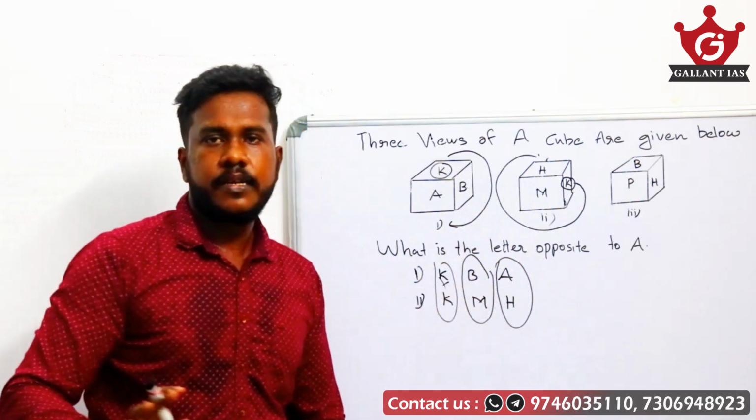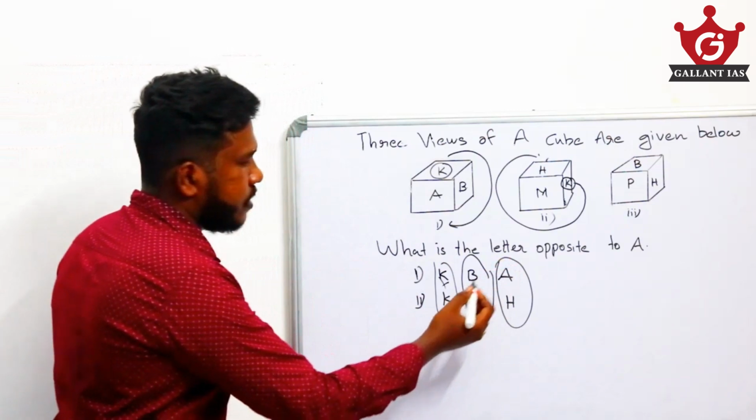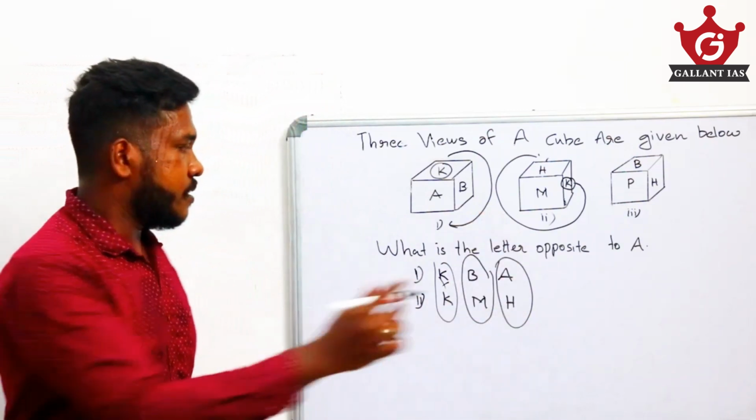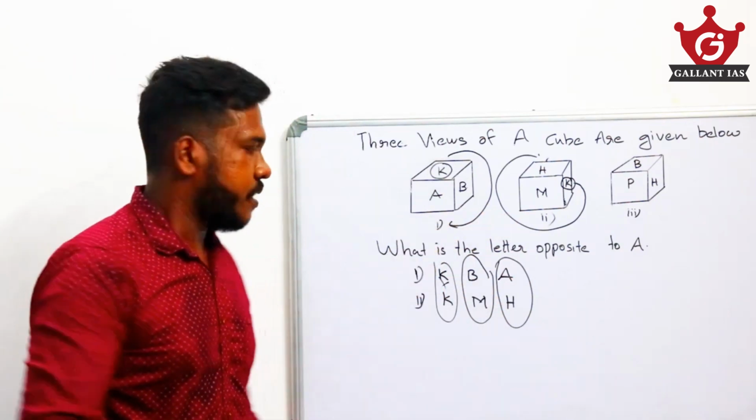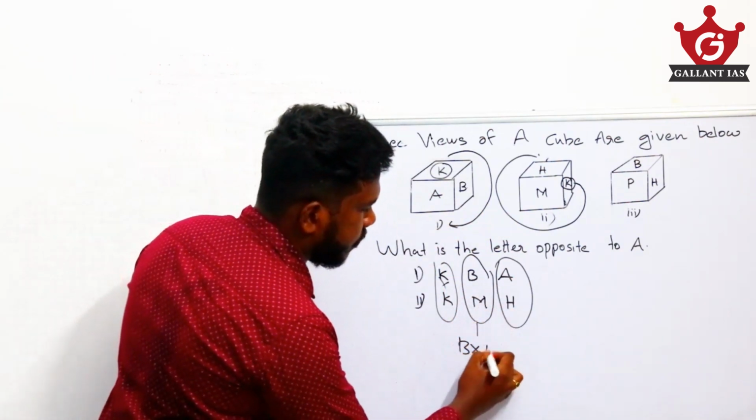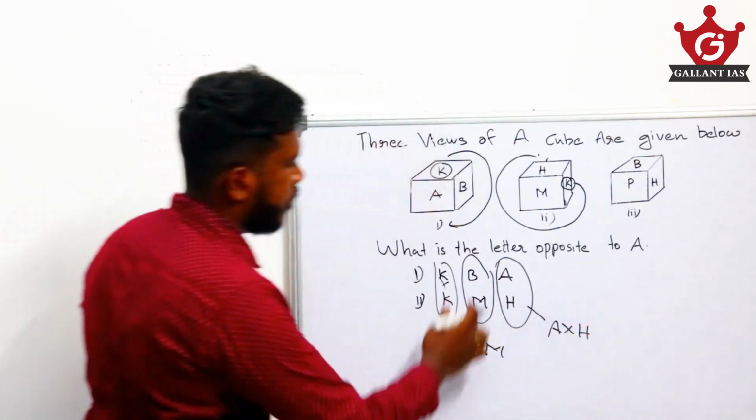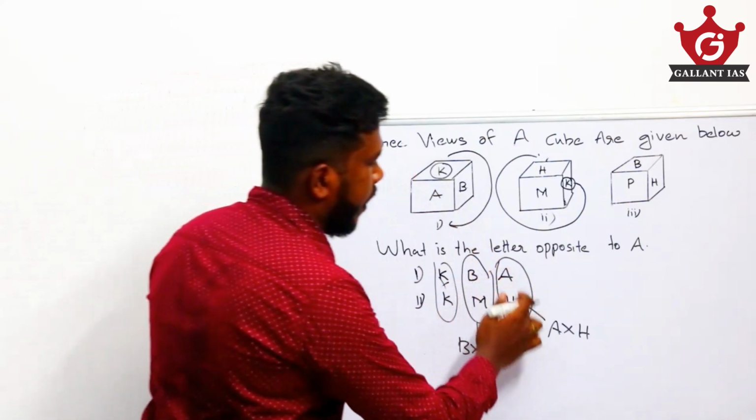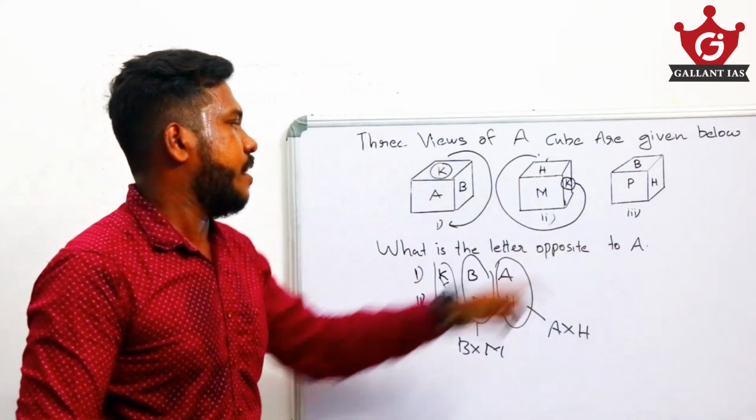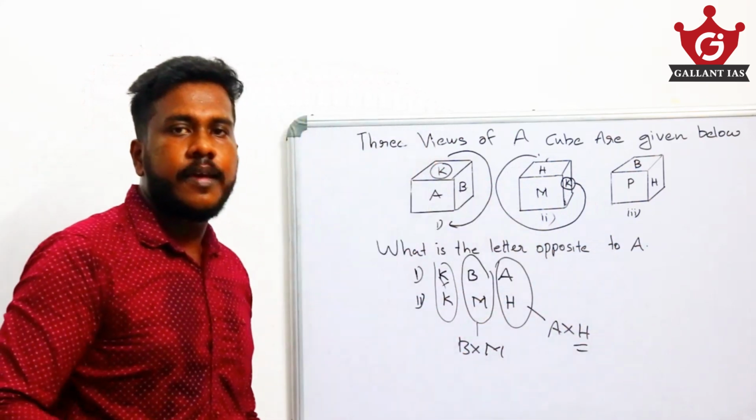Now here you got two sets of values. Look here, B and M, A and H. In these two groups, these are the opposite faces. So you got B and M in one group, so B will be opposite to M, and here A will be opposite to H. Our question is: what is the letter opposite to A? So our answer is H. The face opposite to A will be H.